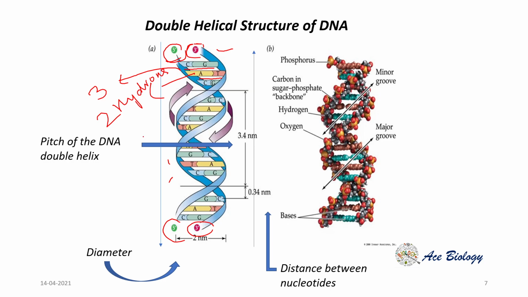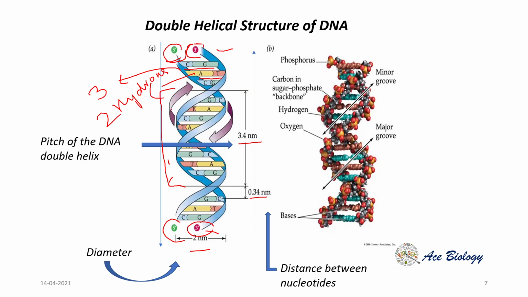Now there are other parameters that are quite important in DNA double helix, like the diameter of the DNA. It is around 2 nanometer. The distance between two adjacent nucleotides present in a DNA is 0.34 nanometer, and the pitch of the DNA is 3.4 nanometer. Now what exactly is the pitch of the DNA? It is just the height per complete turn of the helix. Now here you can see this is a single turn. So the height of this turn will be 3.4 nanometer.